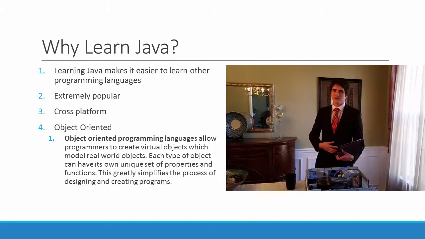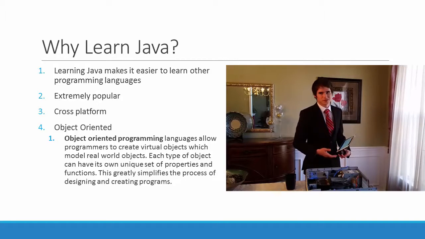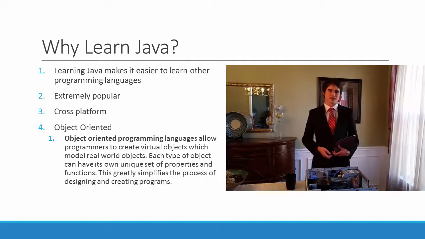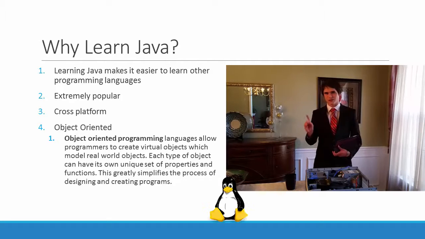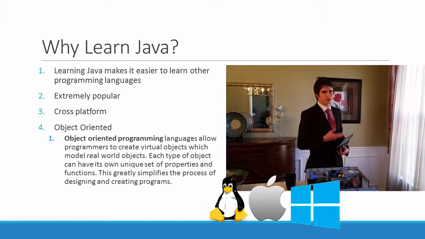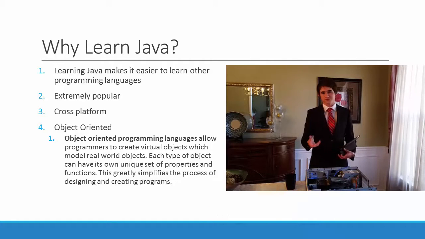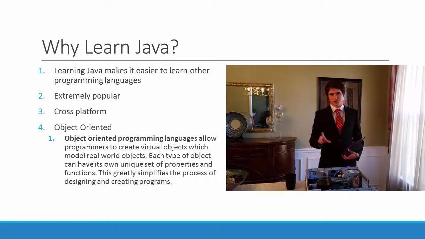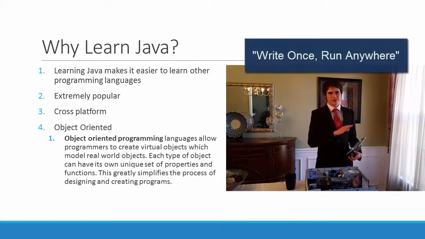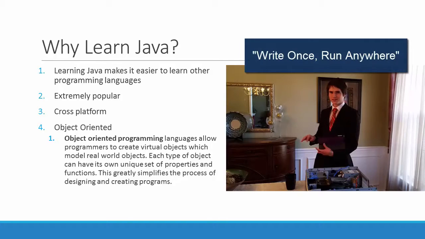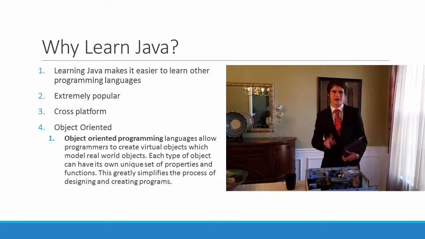It's extremely popular, used on billions of devices worldwide. It runs on any operating system: Linux, Mac, Windows, whatever you have. And that's because Java was developed this way from the start. They knew that they wanted to create a programming language that would work across many different types of systems. So they have this "write once, run anywhere" slogan. And that just means you write the code once, you write it in Windows, it'll work on Mac, it'll work on Linux.